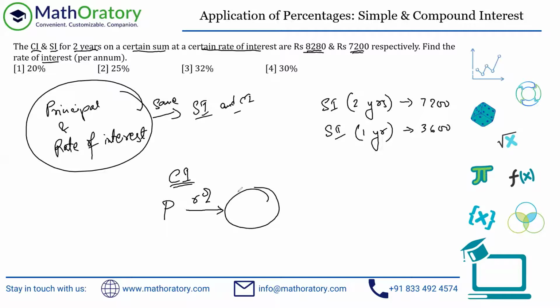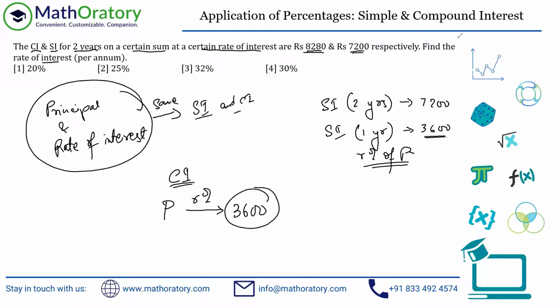Now, this is the interest we can actually calculate from this information. Because if you remember, this 3600 that you obtained is calculated as R% of the principal, right? That is what happens for simple interest always. So this value is actually 3600, because for the first year, the interest will always be generated on the principal alone.